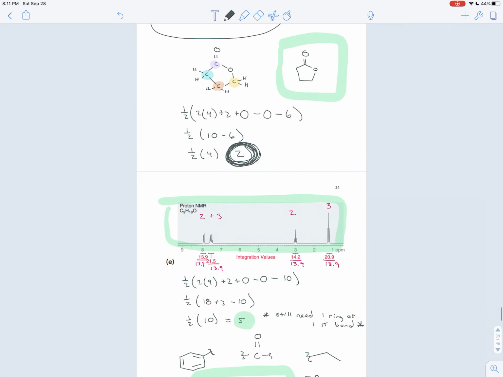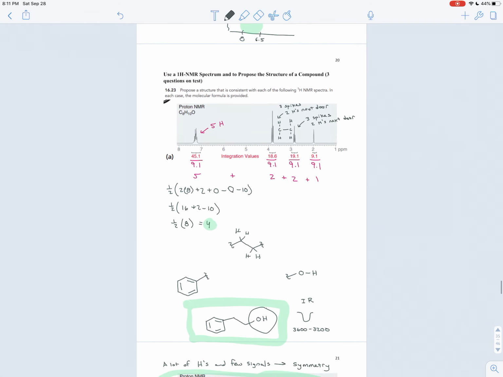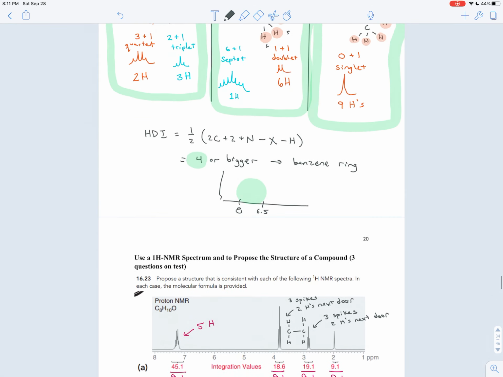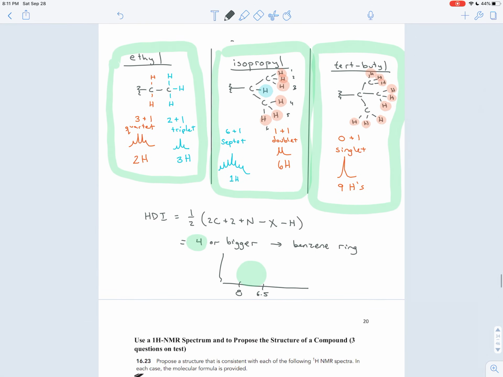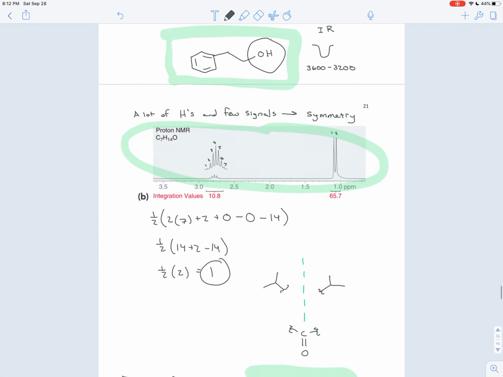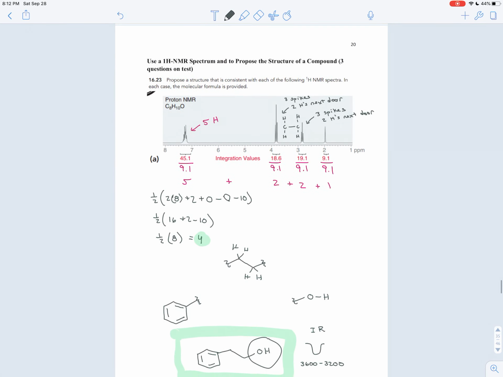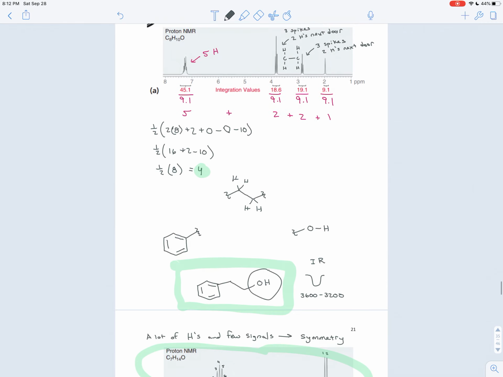So those are all of our practice problems here for using an NMR spectrum to draw the structure of a molecule when you're given the molecular formula. So definitely commit to memory these patterns here for an ethyl group, an isopropyl group, a tert-butyl group, and also the pattern for having a benzene ring. And the other thing that's useful to keep in the back of your mind is if you have a lot of hydrogens in your molecular formula and very few signals, that's a sign that you have symmetry. And as you do more and more of these practice problems, it'll become more and more straightforward interpreting these spectra.